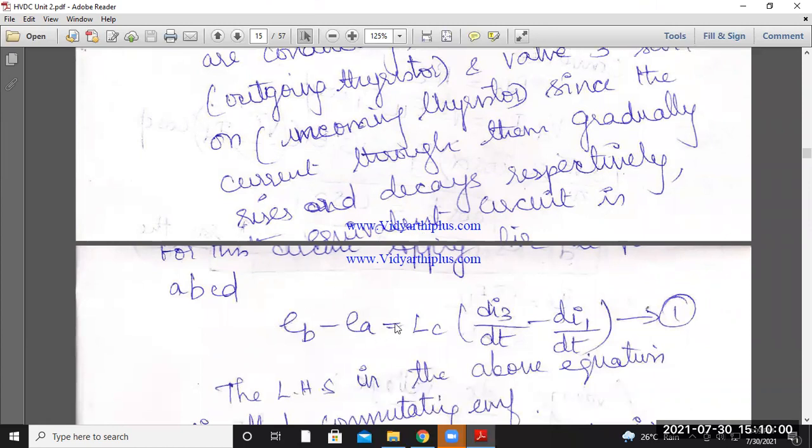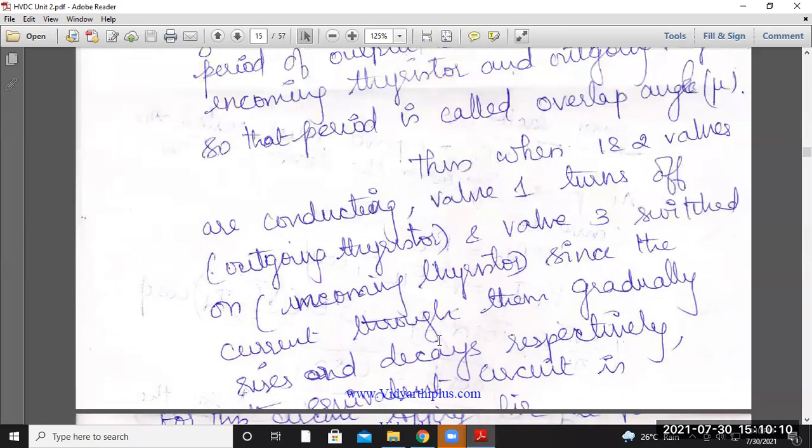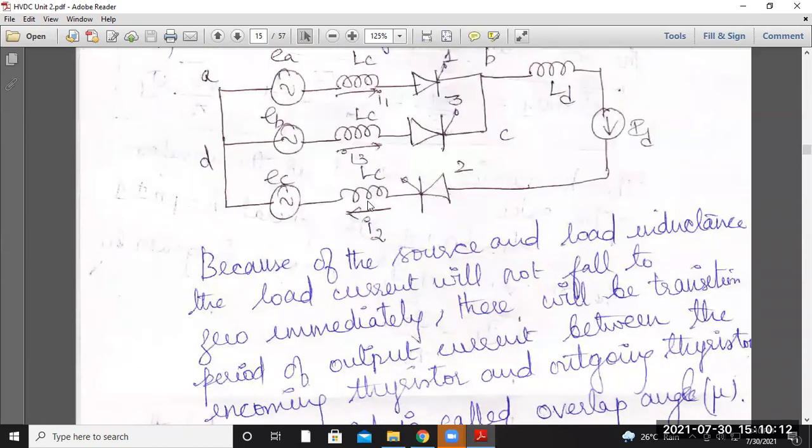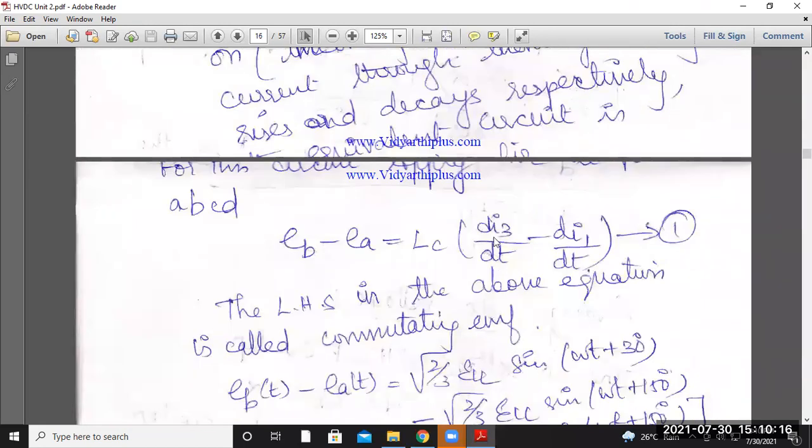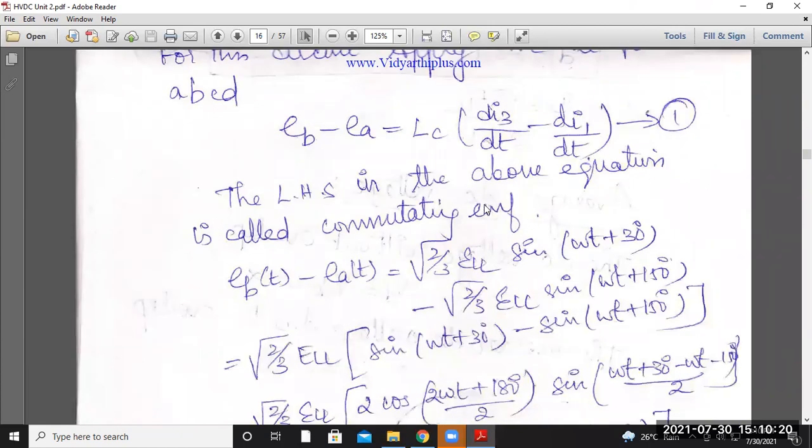For the loop, this equation will be given, that is EB minus EA equals the inductance LC times the rate of change of the current, that is the current flowing through your third path, I3, minus di1. So accordingly, the LHS in the above equation is called the commutating EMF.